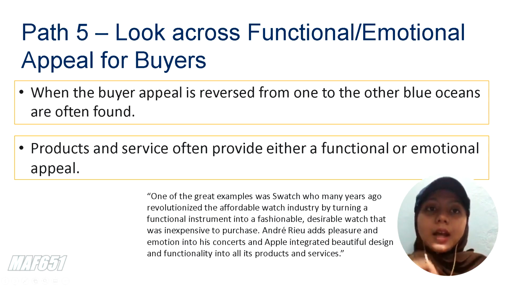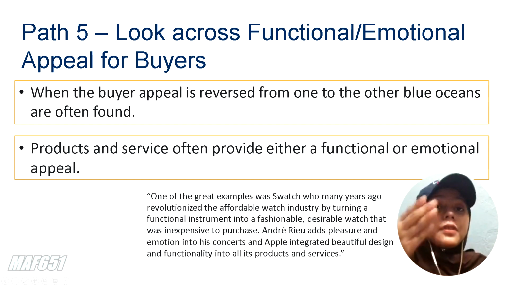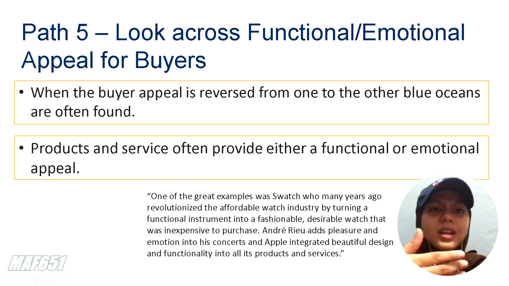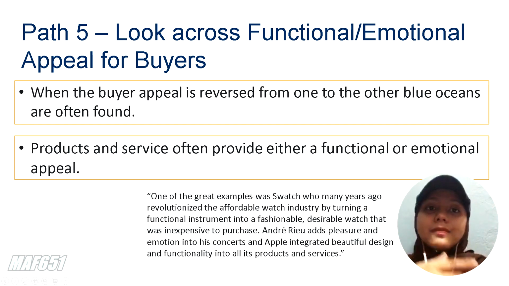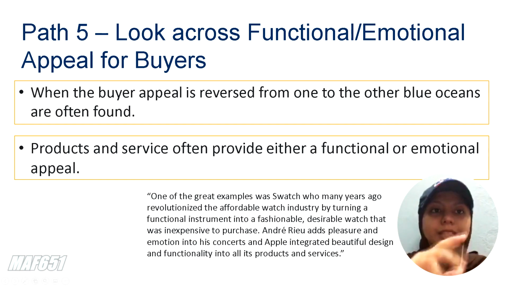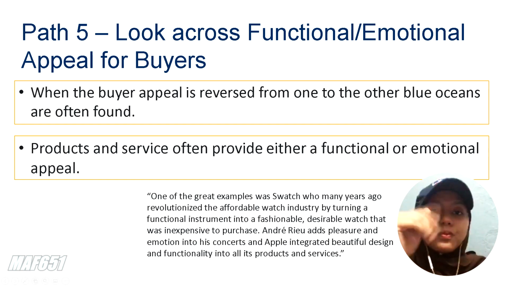The fifth part is to look across functional and emotional appeal to the buyer, where the buyer appeal is reversed from one to the other, blue oceans are often found. Products and services often provide either a functional or emotional appeal. One great example was Swatch, who many years ago revolutionized the affordable watch industry by turning a functional instrument into a fashionable, desirable watch that was inexpensive to purchase.